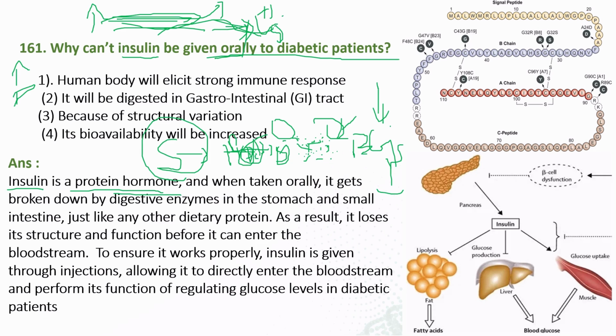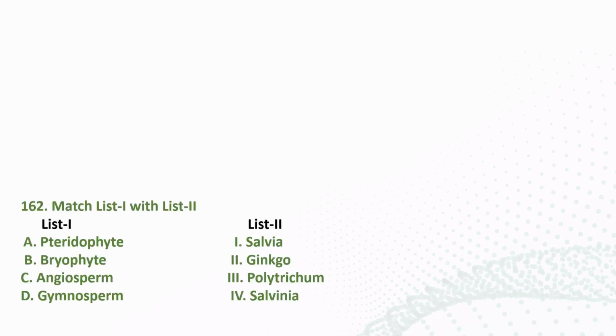According to these options, which one is correct? Human body will elicit a strong immune response; it will be digested in the gastrointestinal tract because of the structural variation; and its bioavailability will be increased. Normally we know that it is digested in the gastrointestinal tract. That's why it cannot be given orally to the diabetic patient. Okay, we'll move on to the next question.